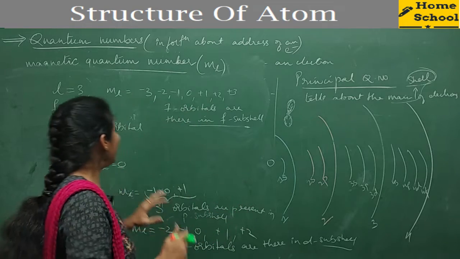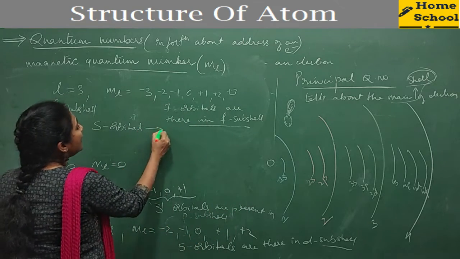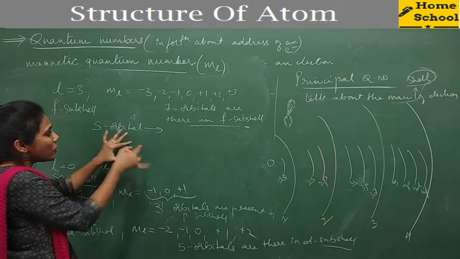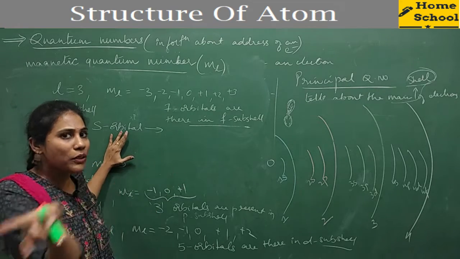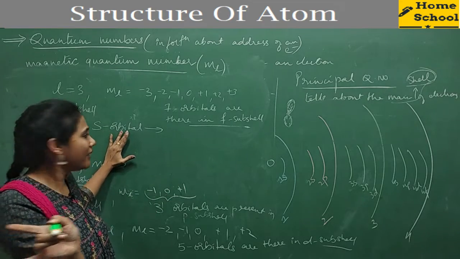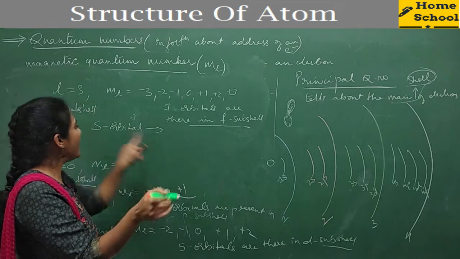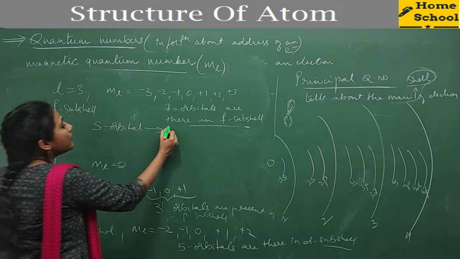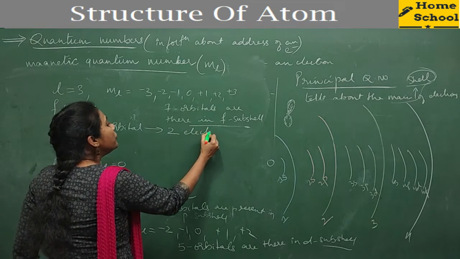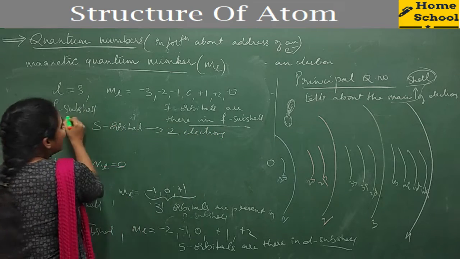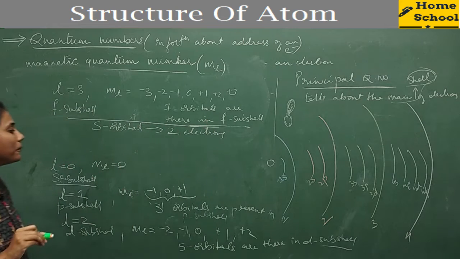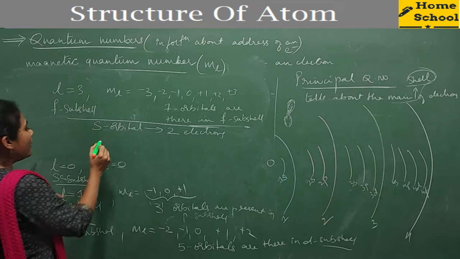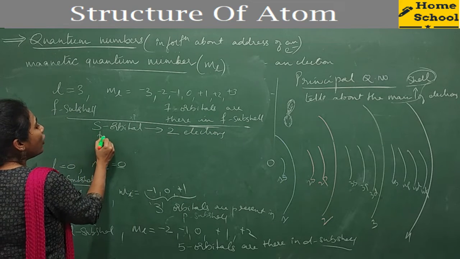So finally, an s orbital can have how many electrons? The s subshell has only 1 orbital, there are no types of s orbitals. I will call it the s orbital. The s orbital can have only 2 electrons, guys. This is also a very important concept. Note it down.